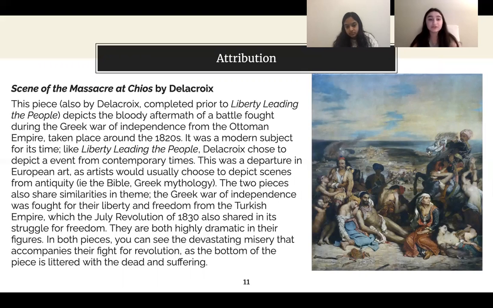This was a departure in European art, as artists would usually choose to depict scenes from antiquity, like the Bible or Greek mythology. The two pieces also share similarities in theme. The Greek War of Independence was fought for their liberty and freedom from the Turkish Empire, which the July Revolution of 1830 also shared in its struggle for freedom. They're both highly dramatic in their figures. In both pieces, you can see the devastating misery that accompanies their fight for revolution, as the bottom of the piece is littered with the dead and suffering.